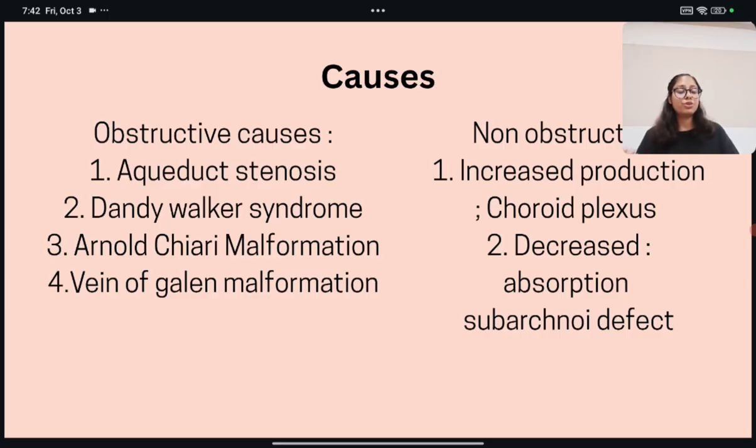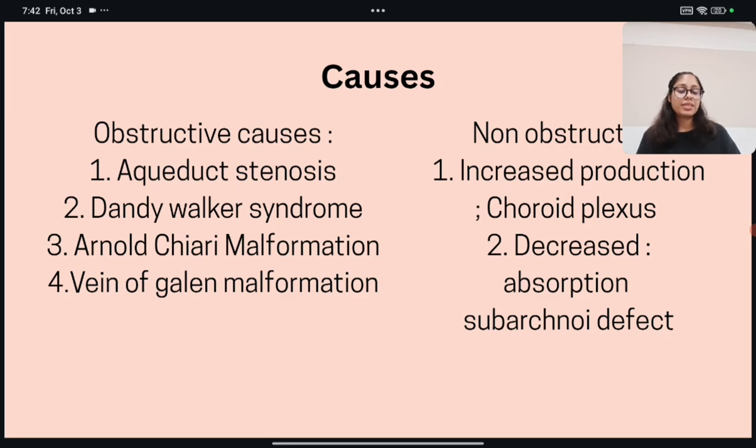As I have told you, if the production of CSF is increased, then of course the volume of CSF will be high. So, if there is any kind of defect in the choroid plexus, and the choroid plexus starts to form more CSF, then it can lead to hydrocephalus. And if there is decreased absorption, so absorption is from your subarachnoid space. If there is any kind of defect in the subarachnoid space, then it can lead to hydrocephalus.